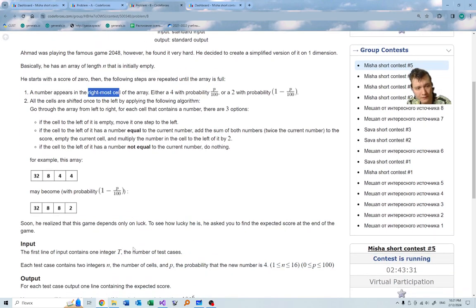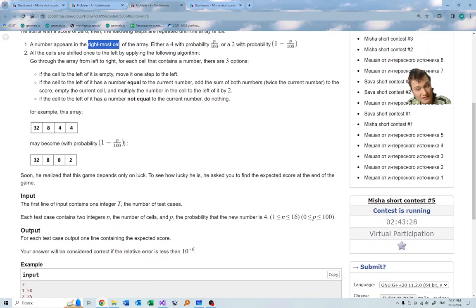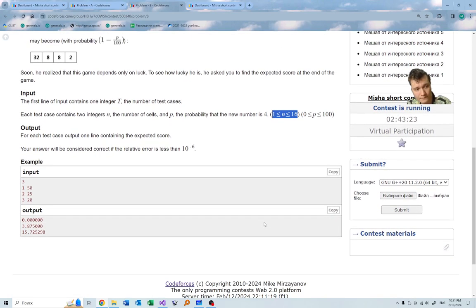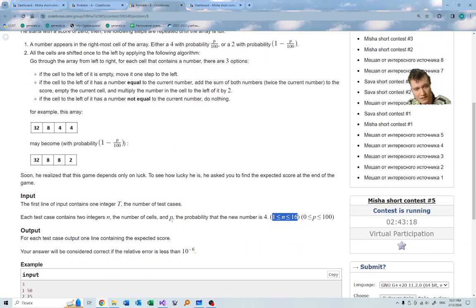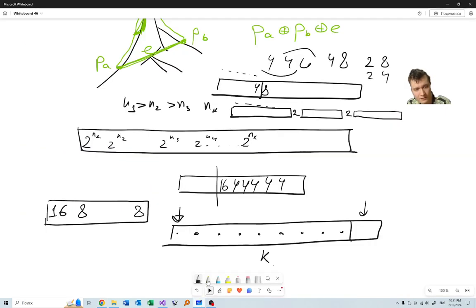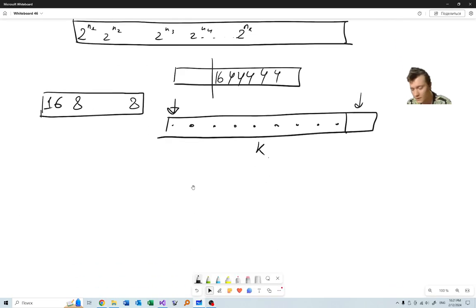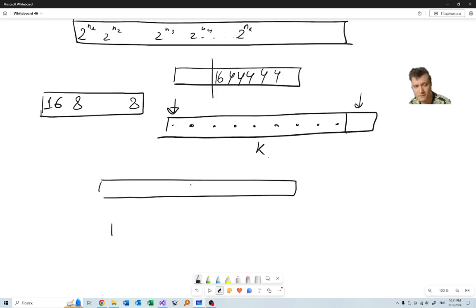So what do we have here? N is at most 16. It's funny. N is at most 16. And also P is an integer. Great. Okay, so actually we can have a DP which says, if we have a field of size f, what is the expectation?